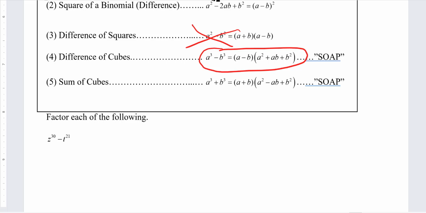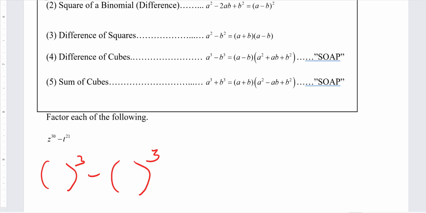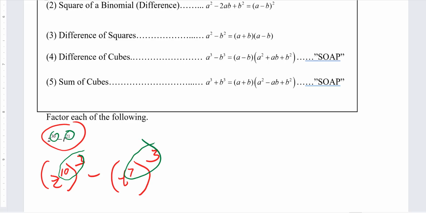The next thing you do is you make this look like the left side. In other words, the left side is a third power minus a third power. So you ask yourself, can I write this as a third power minus a third power? You can if you put here z to the 10th. If you put here t to the 7th, that's what this is equal to. Because when you have something that looks like this, you multiply powers and that gives you 30. You multiply powers and that gives you 21.